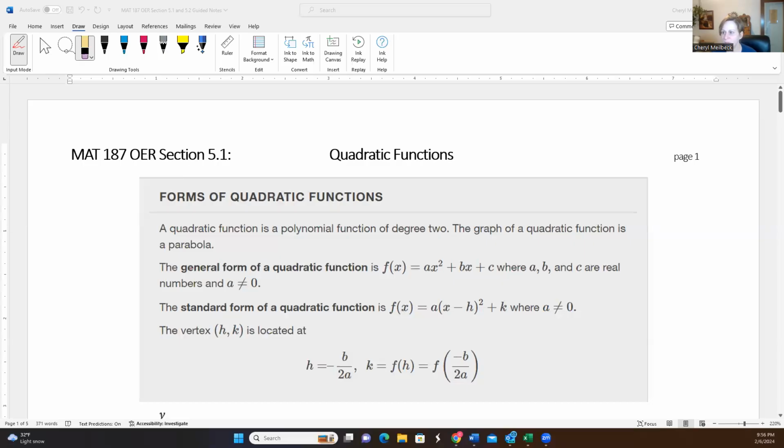Hi, pre-calculus students. In this video, we are going to be looking at section 5.1 on quadratic functions. Now, you've all seen quadratic functions before, so I hope this is a review for many of you.